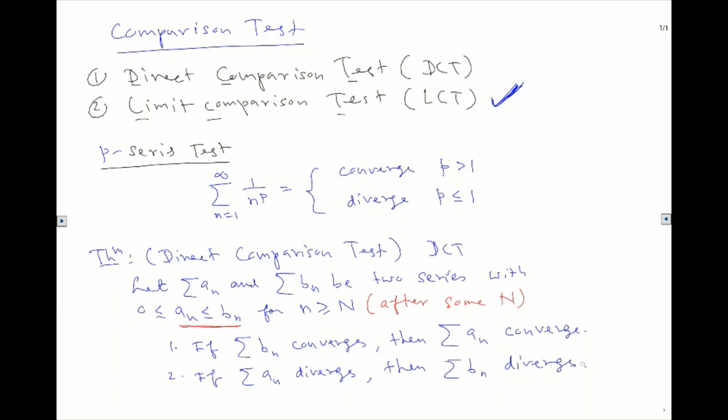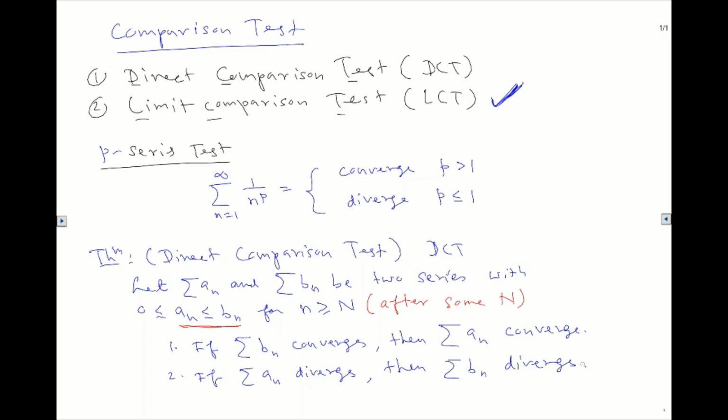So this is what we call the direct comparison test. It's a very powerful test. You have two series you can compare with one another, and the convergence of one series we know can imply the convergence of the other one.